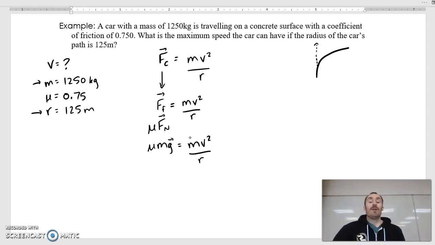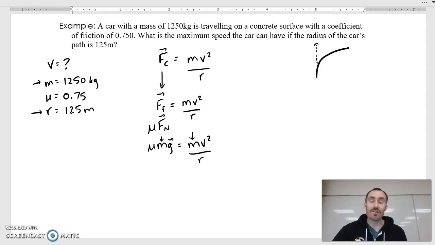Okay, now I see that I don't actually need mass from this question, right? Look, there's mass on both sides, and so I can cancel it out of both sides. So interestingly enough, the mass of a vehicle does not actually matter to how fast it can be going when it goes around a curve. That doesn't make any difference.